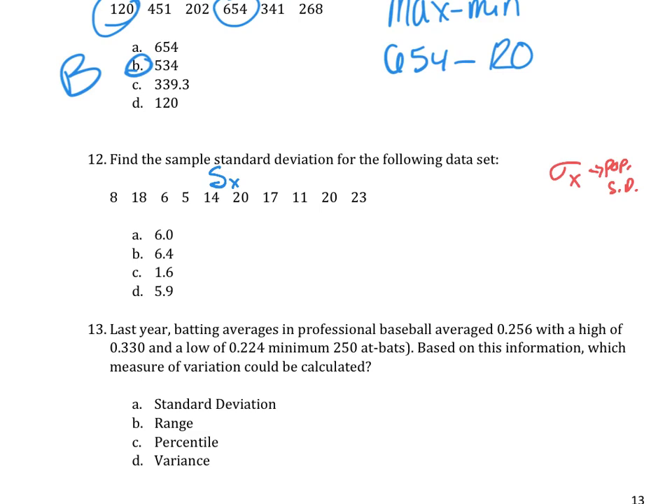So you would just type in your data, so stat, edit, clear what you have in L1, and then type in your data values. And then once you have them all typed in, you're going to go stat, over to calc, one var stats, and you're going to look for SX, which in this case is 6.39, which would round to 6.4. So B would be correct for number 12.